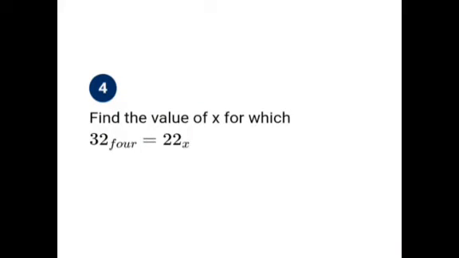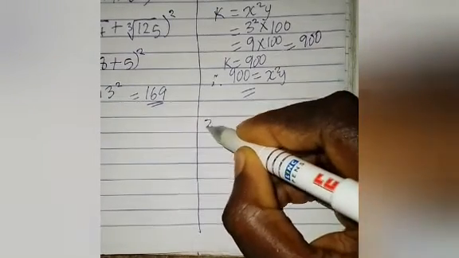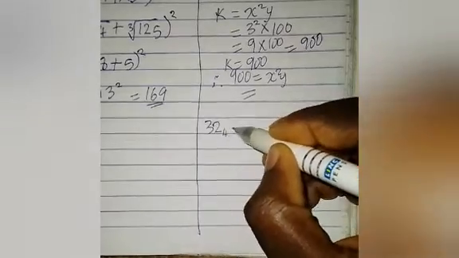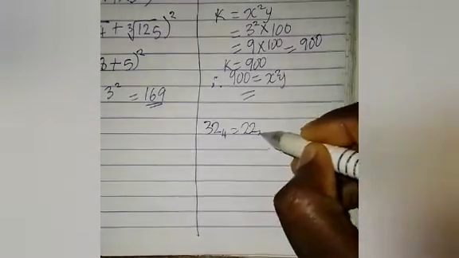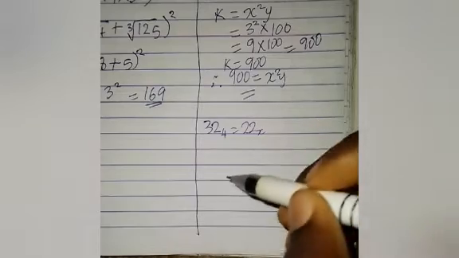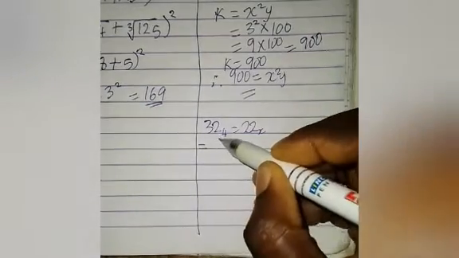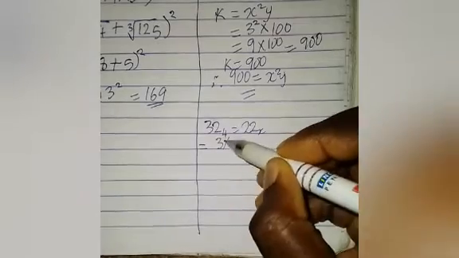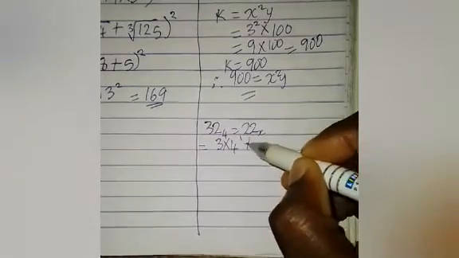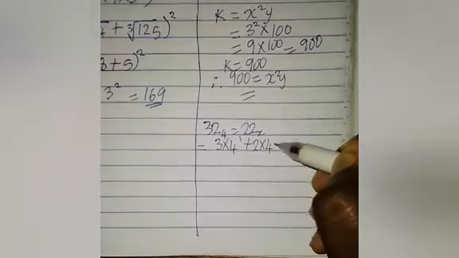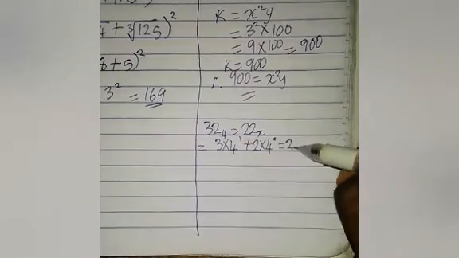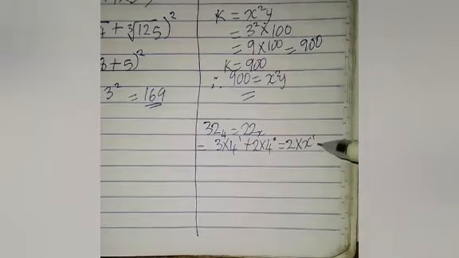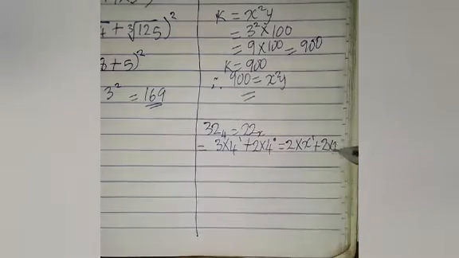Number 4. Find the value of x for which 32 base 4 is equal to 22 base x. We are going to find the base x, so we proceed. 3 times 4 raised to power 1 plus 2 times 4 raised to power 0 is equal to 2 times x raised to power 1 plus 2 times x raised to power 0.